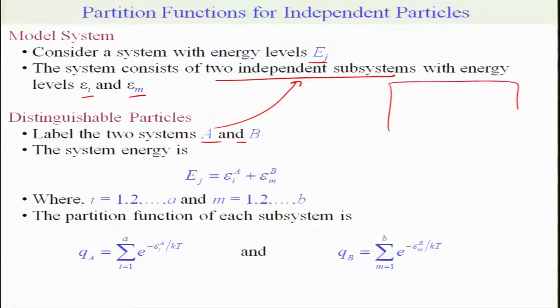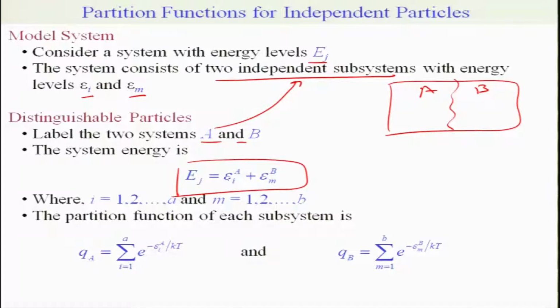So, imagine that you have a system which you can separate as A and B in such a way that they are independent, and hence you can just focus on the energy levels, simply summing up, so that each energy level can be summed up from the subsystems' energy levels. Simply E j is small e i of system A plus e m of subsystem B, where i can vary from 1 to A and m can vary from 1 to B. Given this, you can calculate the partition function for each subsystem.